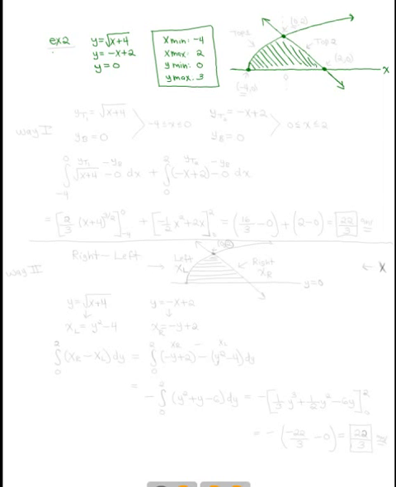Okay, so the first point has coordinates of negative 4, comma 0. The topmost point has coordinates 0, comma 2. And the last point has coordinates 2, comma 0. Okay. So we're going to do this in two different ways.